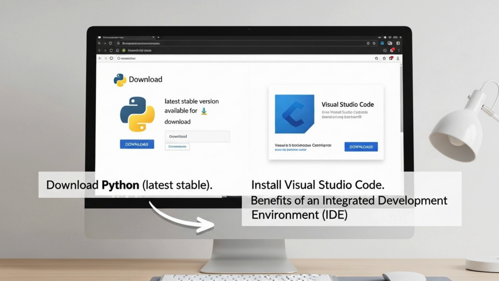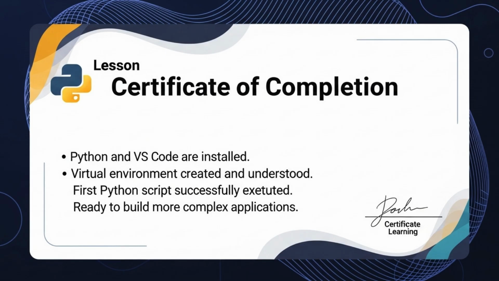After saving your file with a .py extension, like hello.py, you'll open the integrated terminal in VS Code. First, you'll activate your virtual environment, then simply type python hello.py and press enter. Seeing Hello World appear on your screen is incredibly satisfying. It confirms that your entire setup is functioning perfectly and you're ready to start building more complex programs.